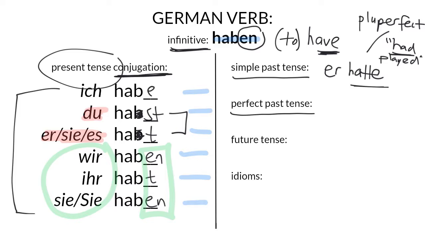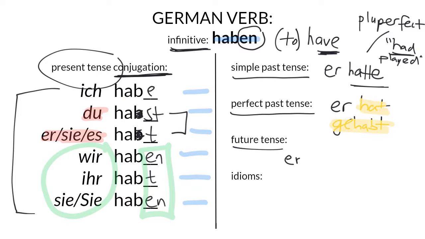The perfect past tense is the most common past tense in German. Let's have a look at it. Hat gehabt. And a funny thing here is, you'll notice, we've got 2 forms of haben. We've got hat here, which is the helping verb for haben, i.e. gehabt, in its past participle form. So he has had.